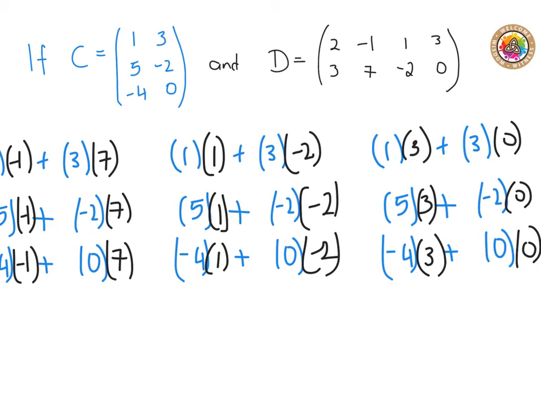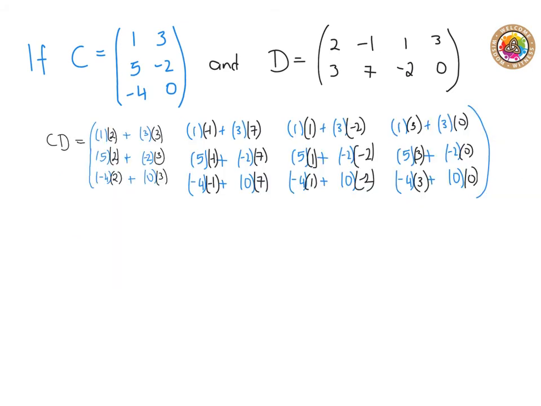And so then I'm just going to close my matrix and tidy that up. Okay, so just to tidy it up then, CD is equal to 1 by 2 is 2, plus 3 by 3 is 9, 5 by 2 is 10, plus minus by 2 by 3 is 6, a minus. Minus 4 by 2, that's minus 8, and plus 0 by 3, well, anything multiplied by 0 is 0.